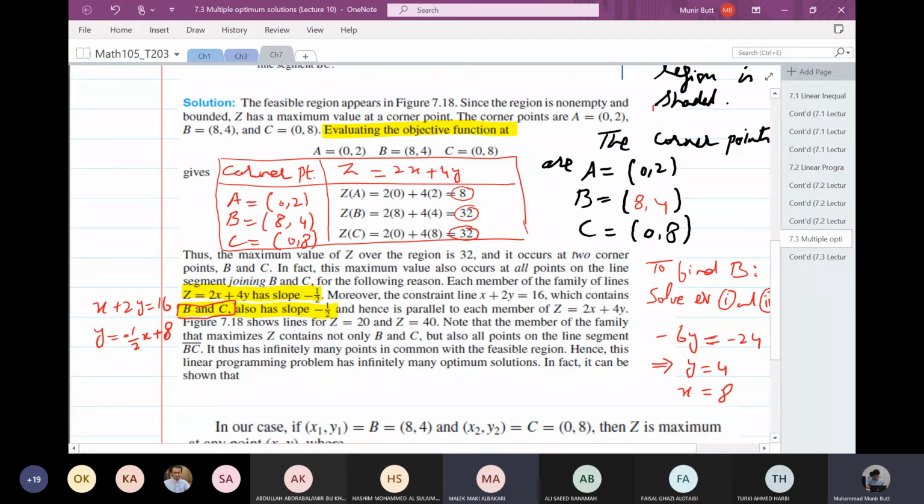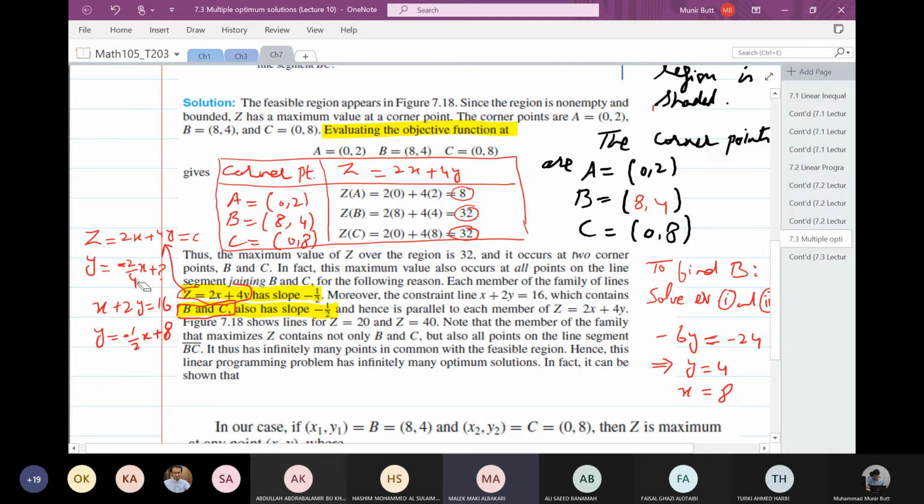Now what about the slope intercept form of this function? We are given z is equal to 2x plus 4y. We assume that this z is equal to what? It is 32 here at maximum. I don't know, you can put any constant, whatever. Now if you want to write in slope intercept form, it will be minus 2 over 4x plus whatever this is. Agree?